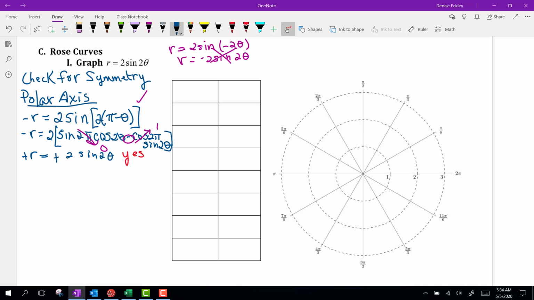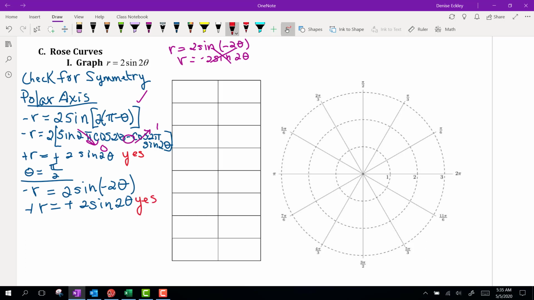The next one we're going to test is theta equals pi over 2. And again, I'm going to go right for the alternate test. So I'm going to put in that negative r is going to equal 2 times sine of negative 2 theta, and so I get negative r, again sine is odd, negative 2 sine 2 theta, and of course that is a yes as well.